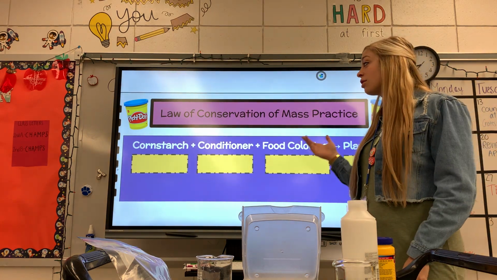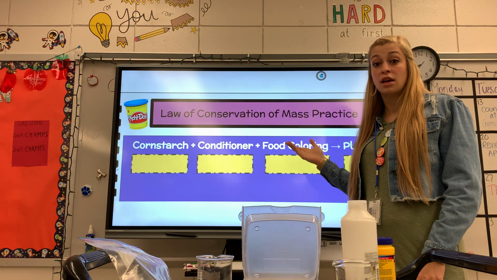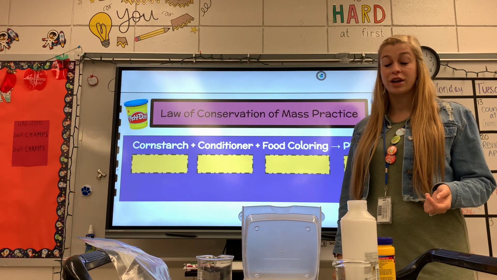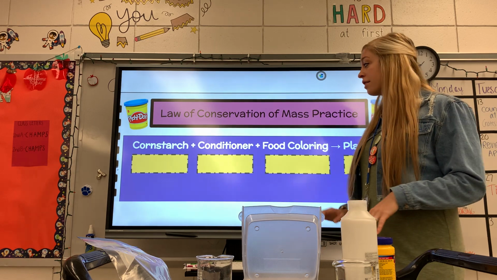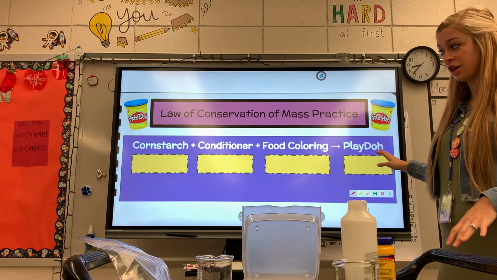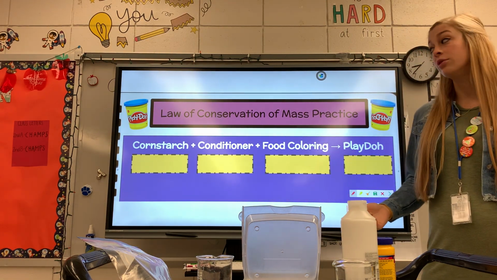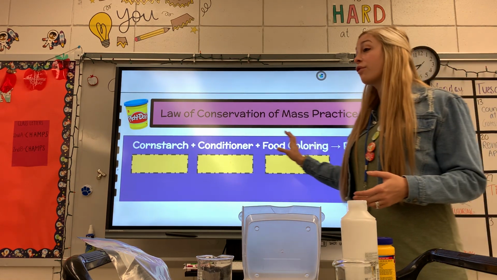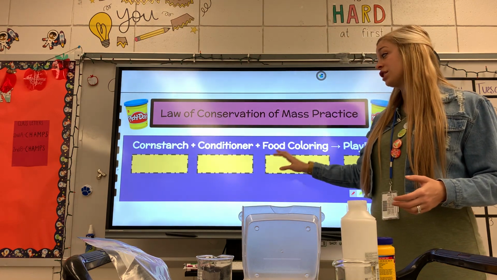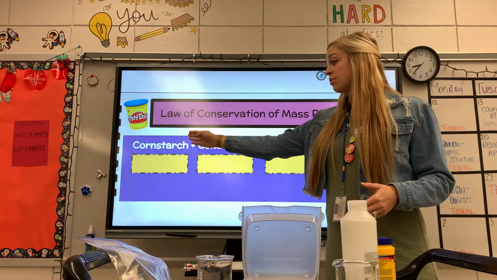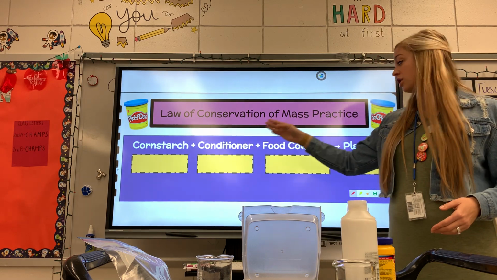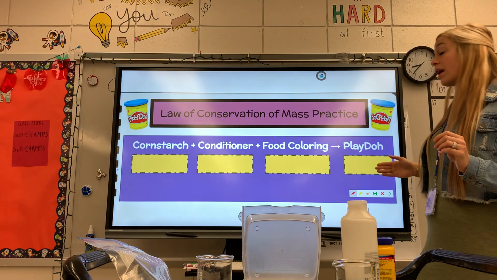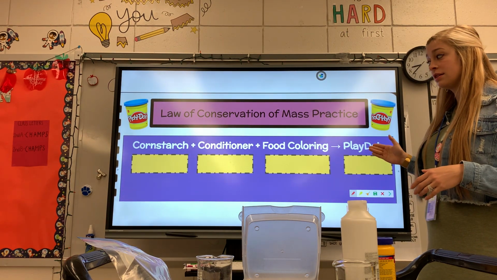Okay, so you just learned what the law of conservation of mass states. The law of conservation of mass tells us that matter cannot be created or destroyed. Therefore, we have a reaction here, a little example we're going to do. According to the law of conservation of mass, whatever goes into the reaction, the reactants, so in this one that'll be cornstarch, conditioner, and food coloring, must equal what comes out, or the product.